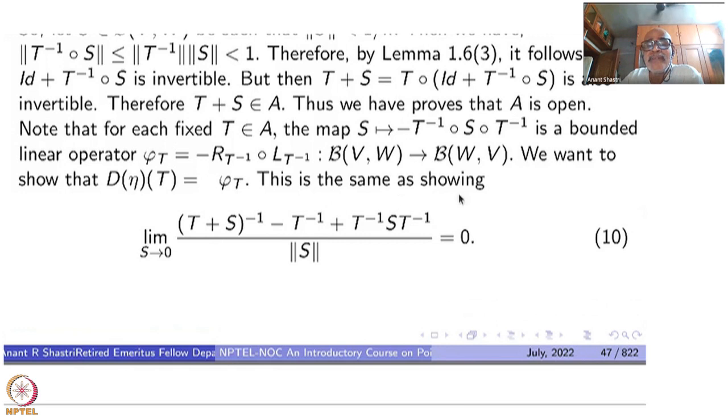This is the same thing we are showing now. Remember, what is eta? Eta is taking the inverse. It is like F of T plus S minus F of T, right? It's like that: F is T plus S inverse, minus T inverse, plus this map phi T operating upon S, which is T inverse S T inverse. So there's a minus sign, so here I get a plus sign. Divide by the norm of S; as S tends to 0 this limit must be equal to 0. So this is what we have to show. Then the proof is over.